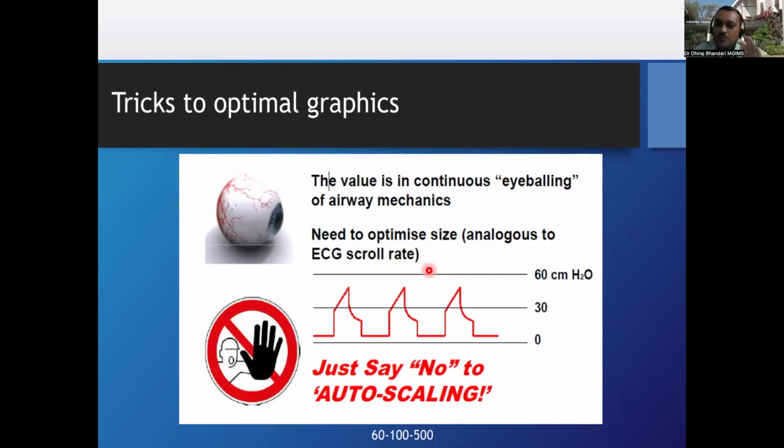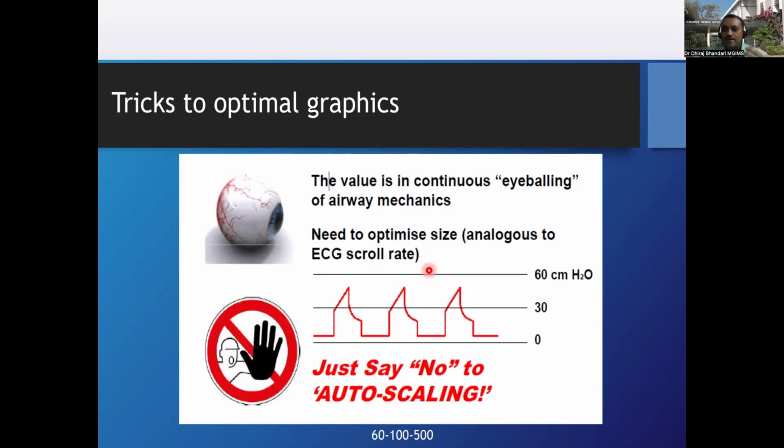So the most important thing, the first thing when you are setting the ventilator, you set the basic parameters, and then you go to the ventilator setup, where you say no to the auto scaling, and you fix your scales for pressure, flow, and volume. And this should be uniform for the whole ICU. It should not be that one consultant is doing as per his own preference, and the other consultant is doing differently. For that whole unit, your scales should be fixed.